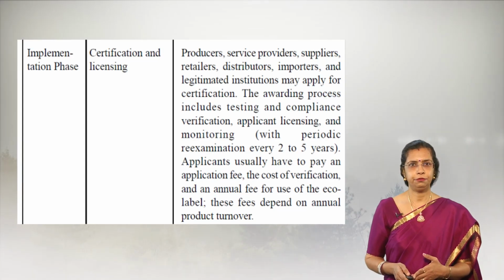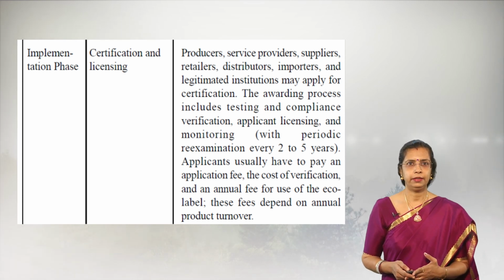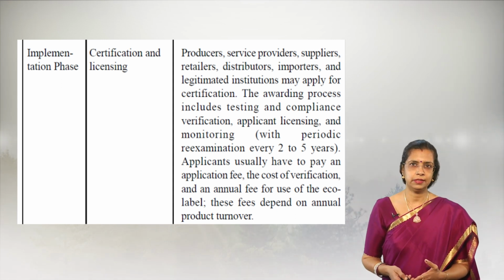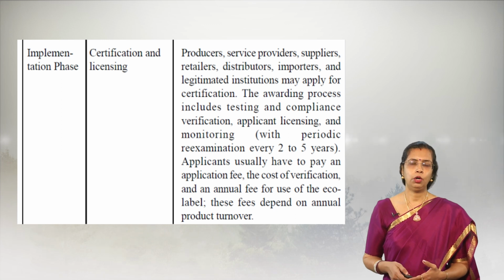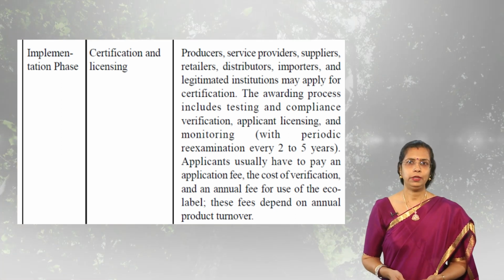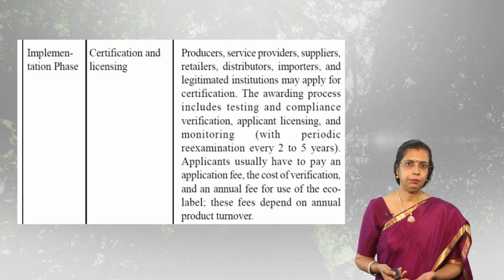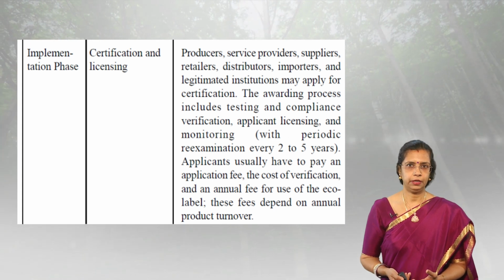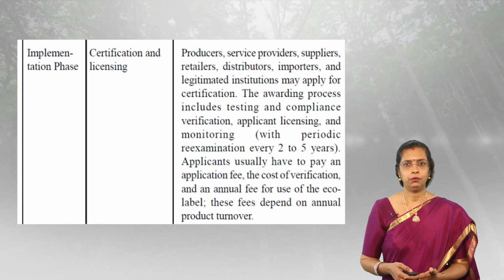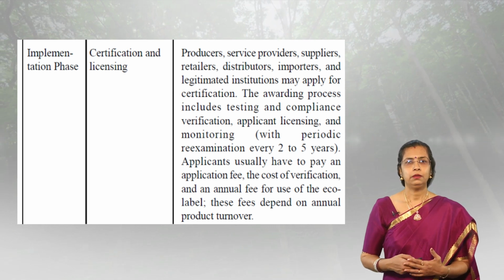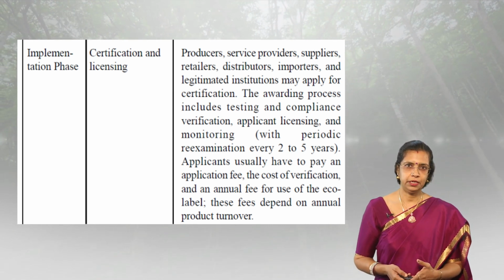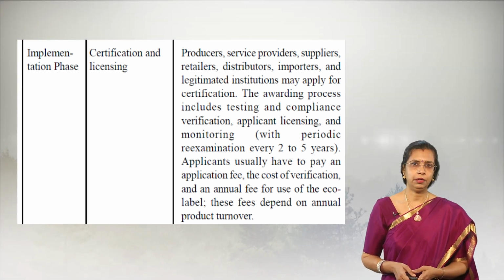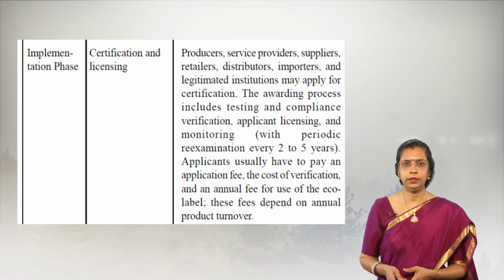Then it is the implementation phase. This involves the certification and the licensing. So the producers, then the service providers, the suppliers, the retailers, distributors, the importers, they will all apply for the certification. So the awarding process will include testing of maybe one of the products, compliance verification, the applicant's licensing and also monitoring. Again, this will also be reassessed once in 2 to 5 years. Then after this, the applicants will have to pay some application fee and the cost for the verification and an annual fee also for the use of the eco-label, and these fees depend on the annual product turnover.